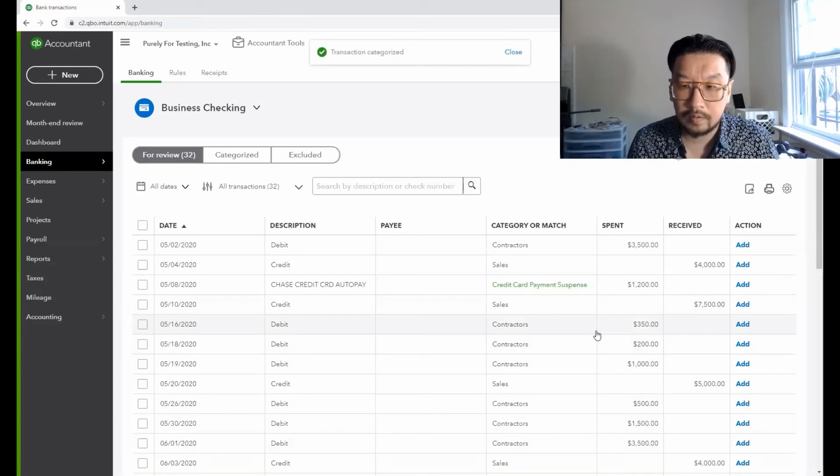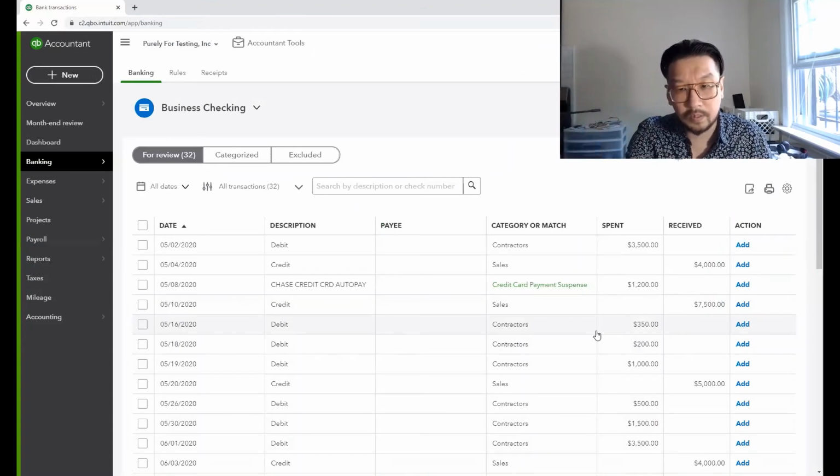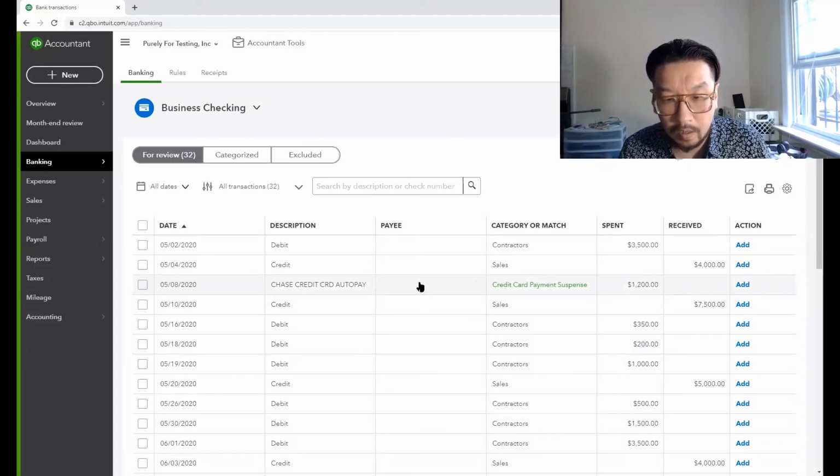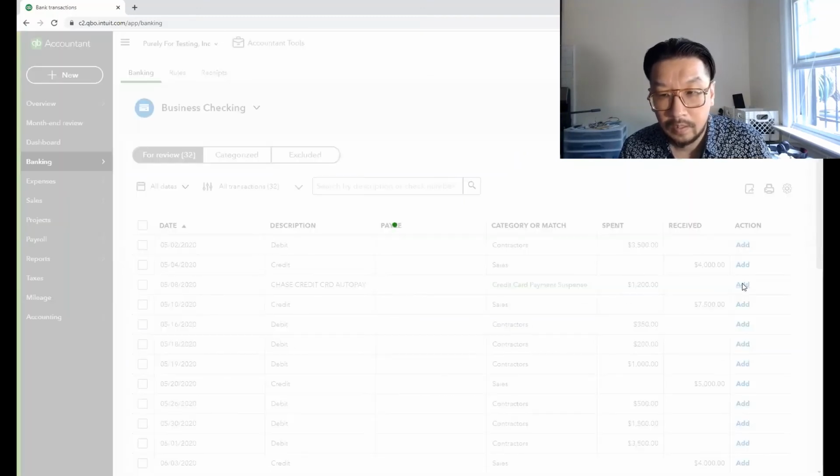So this just completely solves your problem. You don't even have to think about it. Even QuickBooks is realizing the pattern here. Hey, we're going to see a Chase credit card auto pay. We're going to put that to credit card Suspense. Would you like to do that?